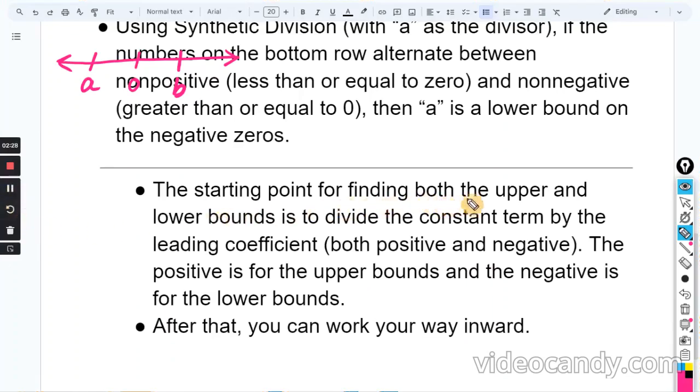And finally, the starting point for finding the upper and lower bounds is to divide the constant term by the leading coefficient, both positive and negative. The positive is for the upper bounds and the negative is for the lower bounds. After that, you can work your way inward. If you remember, on the polynomial, the constant term is the one with no variable, and the leading coefficient is the coefficient on the variable with the greatest exponent. The constant term is in the numerator, the leading coefficient in the denominator. You divide those, use both the plus and the minus, and that will be the starting point for the upper and lower bounds.